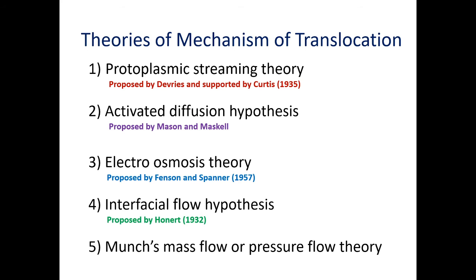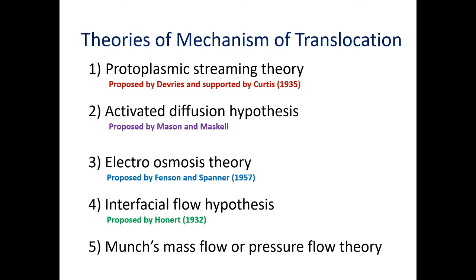This is what is explained by the protoplasmic streaming theory. Okay, and the chief merit of this theory is that it explains bi-directional translocation. In whatever direction the streaming may be, in the same direction the organic solutes diffuse out to the next adjacent cells. So it explains bidirectional translocation. And the chief demerit or objection to this theory is that the rate of streaming of protoplasm is much less than the rates at which the solutes move through phloem.